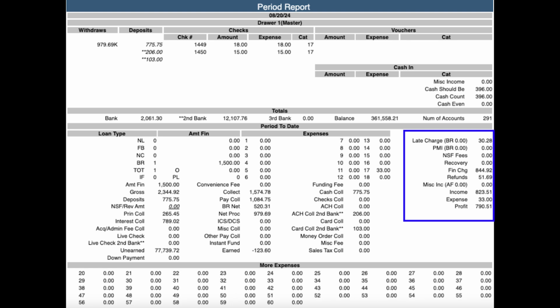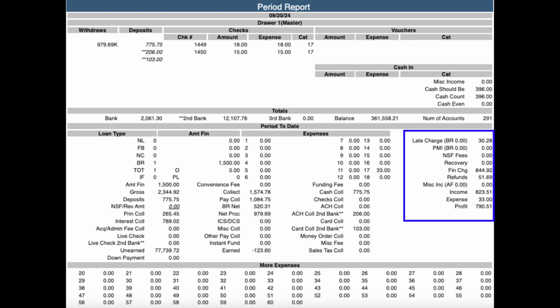Miscellaneous income, AF: total extra income added at closeout for that accounting period. This is a lesser used item, but a vital one. If you find your branch with extra money on hand that is not the result of an overage, you would use miscellaneous income. AF number is auto club fee, if applicable.